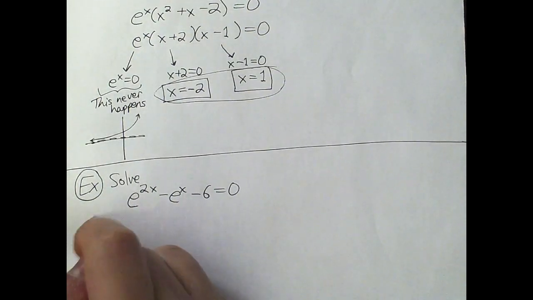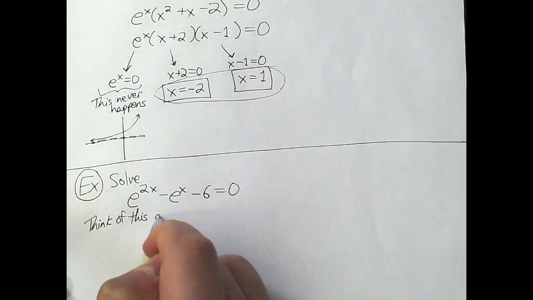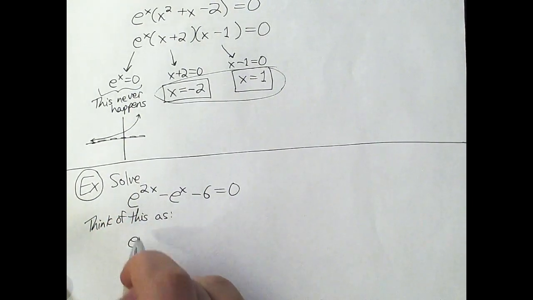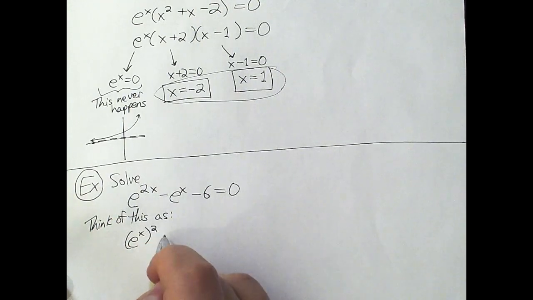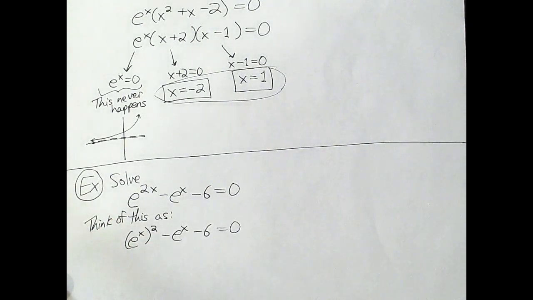Here's my idea. I'm going to think of this as e to the x squared. All I did was rewrite the problem from a slightly different perspective. E to the 2x, isn't that the same as e to the x squared? And that way I could think of this as an e to the x, and the middle piece is an e to the x.